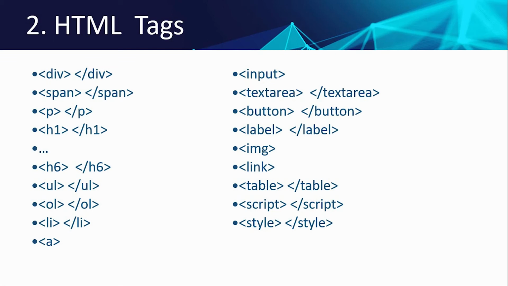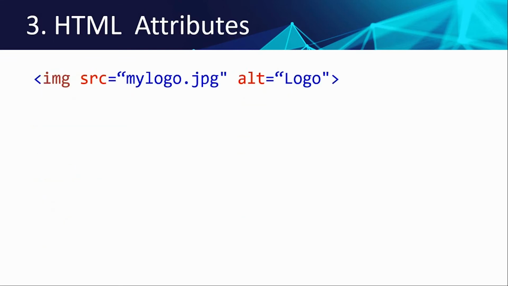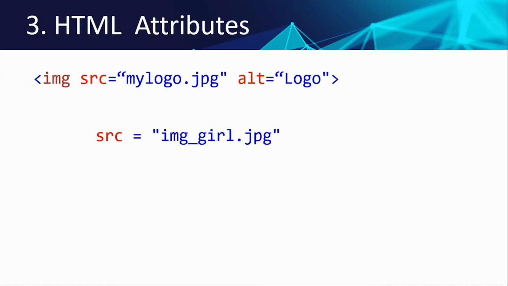Now let's move on to the next topic and see what an HTML attribute is. An attribute is used to provide additional information about an element, and it's always placed inside the element's opening tag. As we see in this example, we have the source attribute, which contains the path to our image, and the alt attribute, whose value will be displayed if the user, for some reason, cannot view the image.